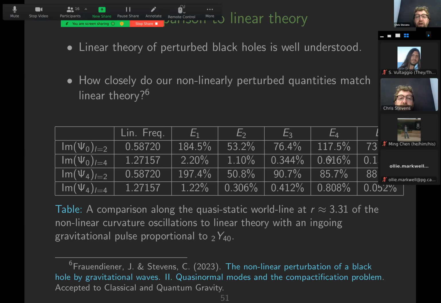There are others that are excited that are not as close, but the fundamental ones, the mode that comes in, the L equals 4 corresponds to the wave that came in, is very close. These ones are the non-linearly excited ones that do take a bit longer to settle down. But it's quite remarkable how quickly a non-linearly perturbed black hole can be represented by the linear theory. So that was in a new paper that's just been accepted.